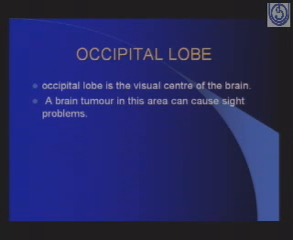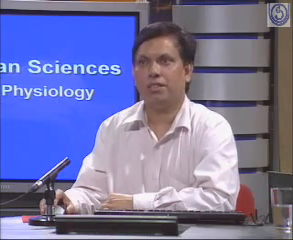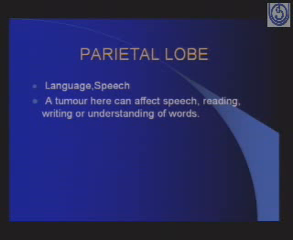Any brain damage to this part of the lobe or any brain tumor may cause a decrease in vision. When there is damage to the occipital lobe, visual acuity is reduced. So I think this is more important, from the ophthalmic and optometry point of view, because here the visual center is situated, posteriorly in the brain. So any damage posteriorly at the occipital lobe may damage the visual center and cause decrease of vision. And the parietal lobe is for language and speech; a tumor here can affect speech, reading, writing or understanding of words. So you see, different parts of the lobes have different functions.